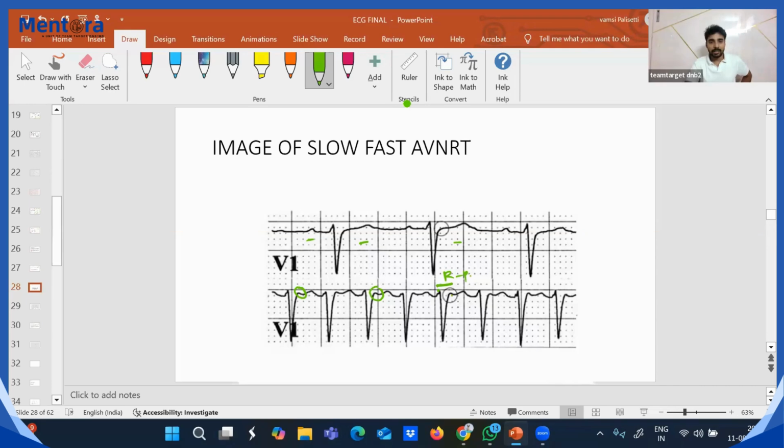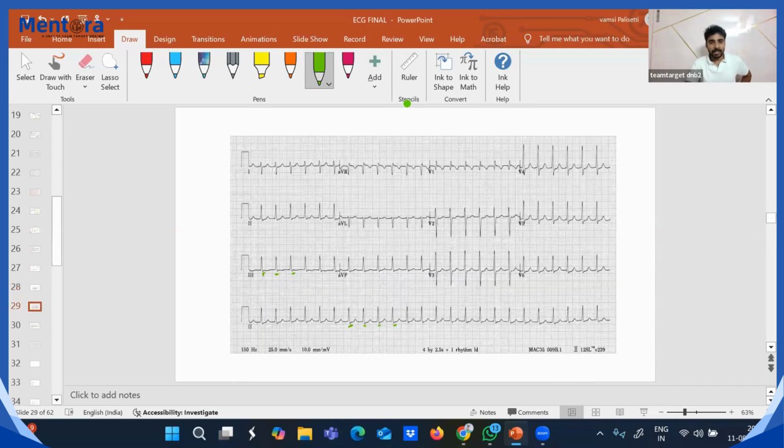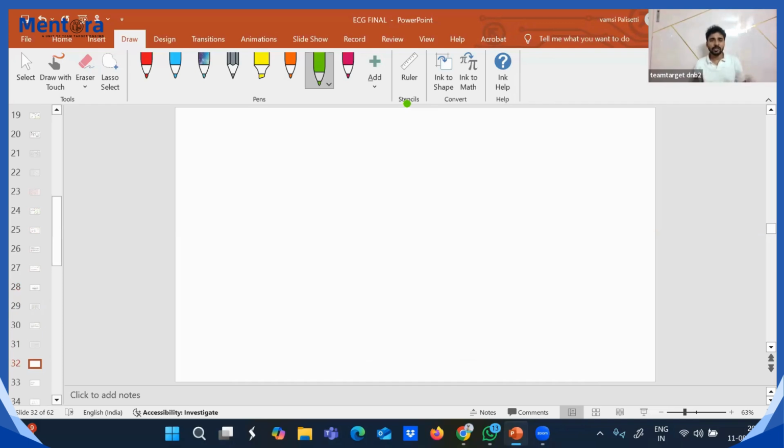Then let me summarize this. No need to worry, no need to remember everything, just remember these points. For PSVT to happen, you need to have a re-entry mechanism. For this re-entry mechanism, you need two pathways of different electrical properties, and you need a premature atrial complex. Both should be there. It's not plus or minus, both should be there.